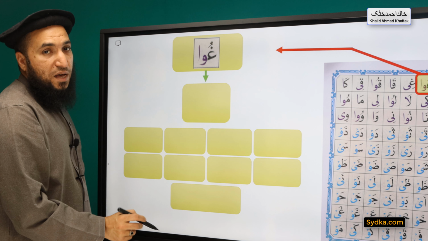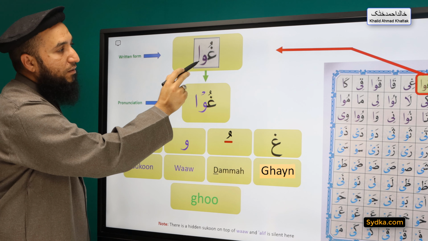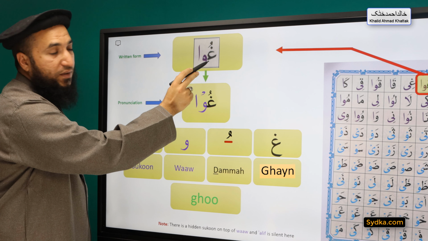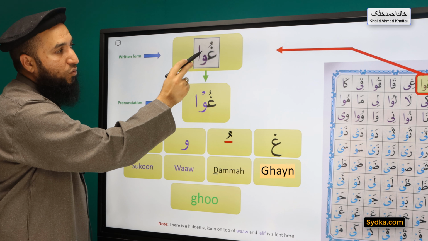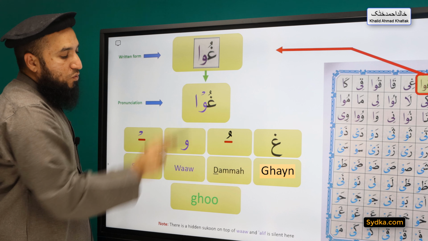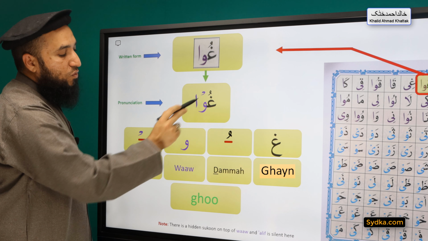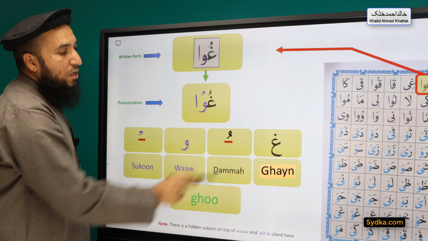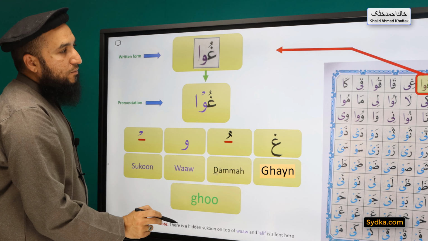The next syllable we have is Ghain Dhamma Waw Sukoon. Ghain is a heavy letter, it has Dhamma on top of it, it is followed by Waw. Waw has hidden Sukoon, and this Alif is silent. Ghain Dhamma Waw Sukoon, Ghu.